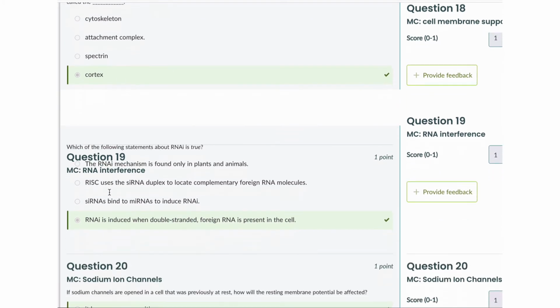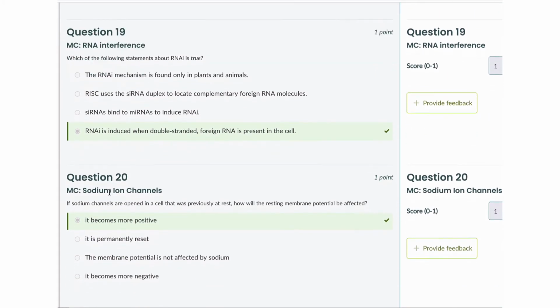Question 19. About RNA interference. Which of the following statements about RNAi is true? RNAi is induced when double-stranded foreign RNA is present in the cell. So it's sort of a defense mechanism to deal with pathogens or deal with viruses used by cells.